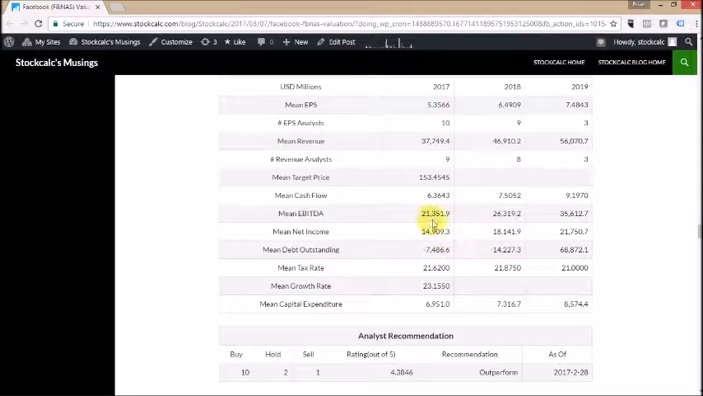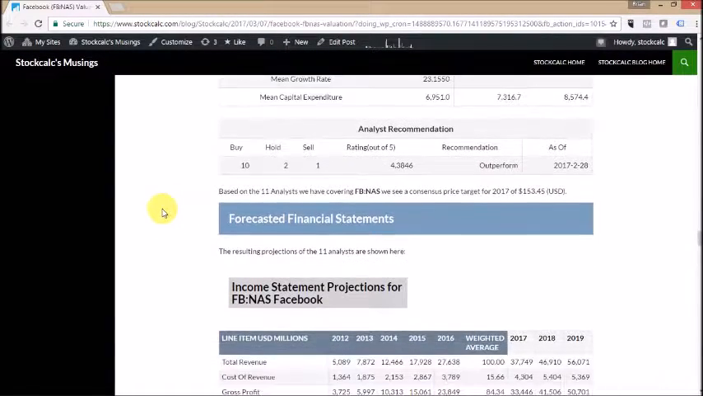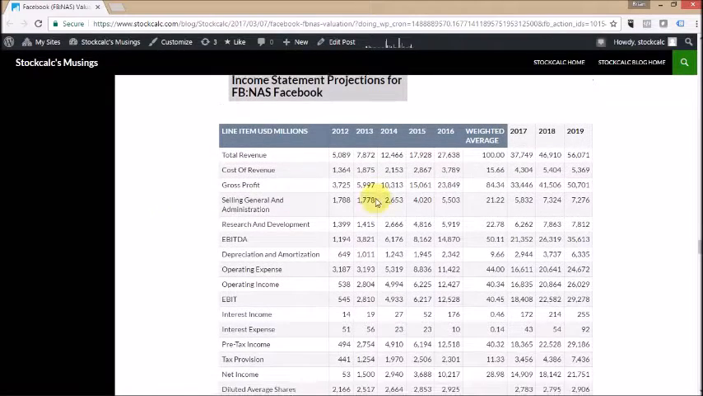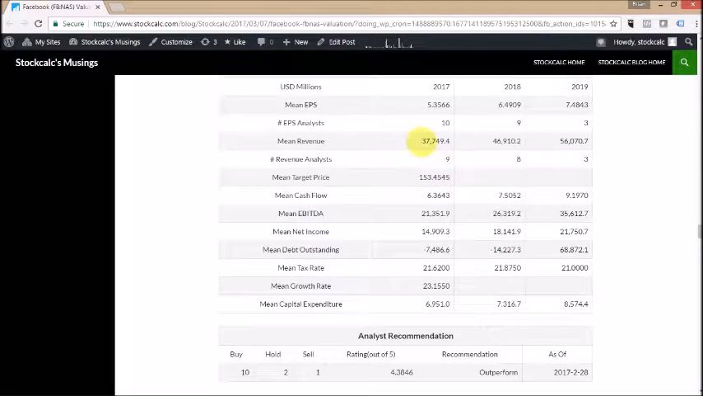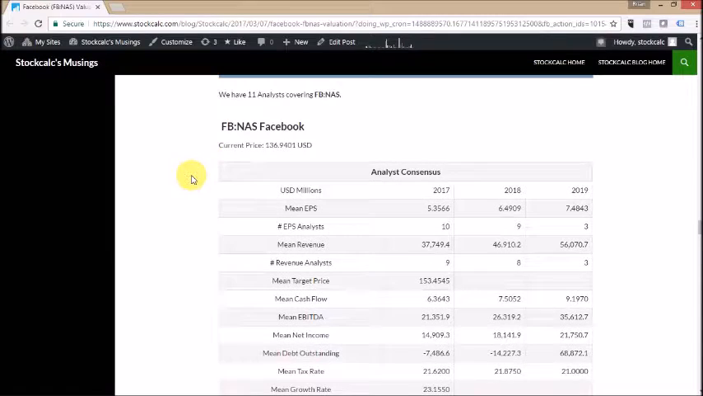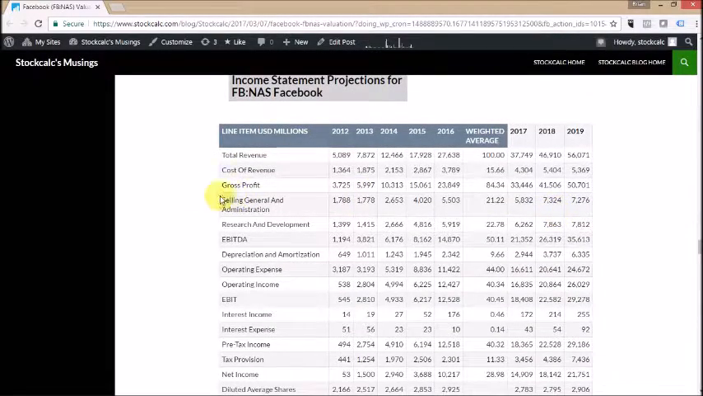But you can see things like the debt that's outstanding, the EBITDA, the net income. These are all projections on the analyst data, 2017, 2018, 2019. With those projections, we can actually then create a forecast for the company. So a total revenue projection of 37, 46, and 56 billion respectively, coming out of the analyst data that we have above. So we actually use the analyst consensus where it's available to create a forecast for the company.